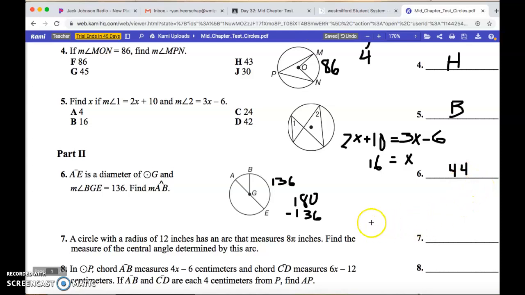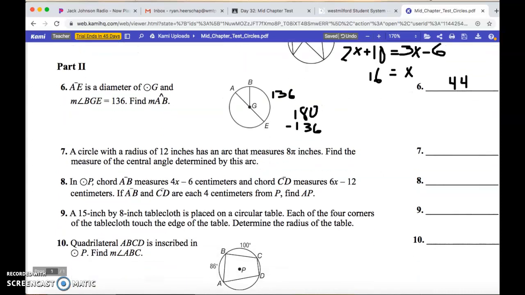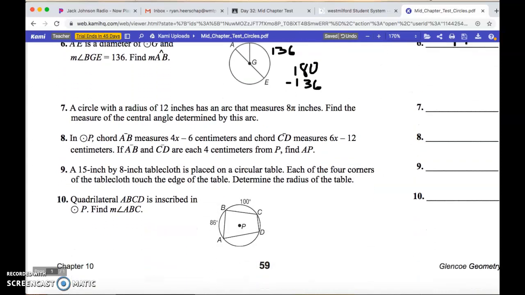All right, next, number 7 through 10 here. So these ones, a circle with a radius of 12 inches has an arc that measures 8 pi inches. Find the measure of the central angle determined by this arc. So remember, this goes back to that formula, the x over 360. Just start plugging things in here. This is the formula to find the length of the arc: x over 360 times 2 pi r. And you've got 2 pi, and you're given a radius. So your radius is 12. Right now, that's going to be equal to 8 pi.